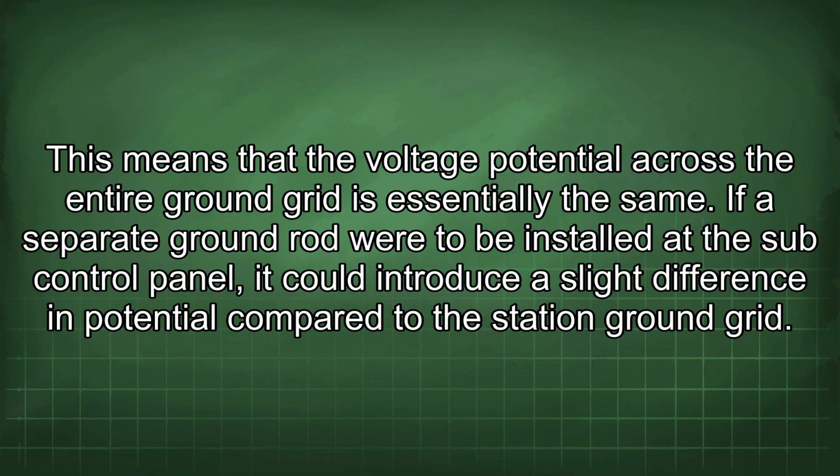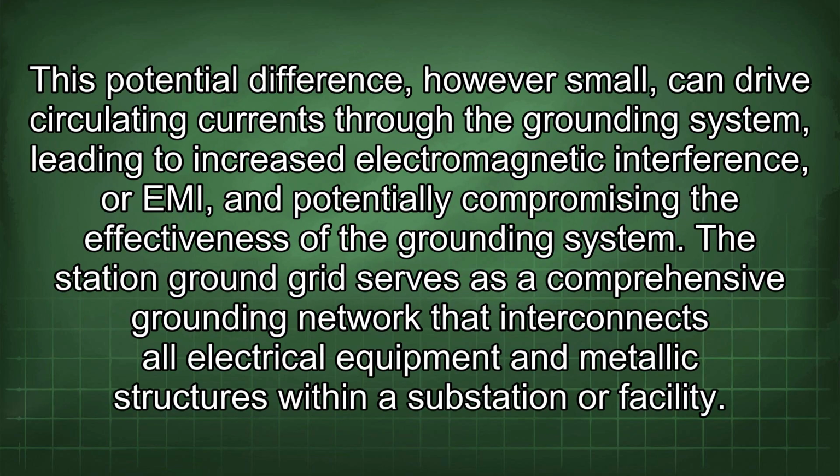If a separate ground rod were to be installed at the sub-control panel, it could introduce a slight difference in potential compared to the station ground grid. This potential difference, however small, can drive circulating currents through the grounding system, leading to increased electromagnetic interference, or EMI, and potentially compromising the effectiveness of the grounding system.